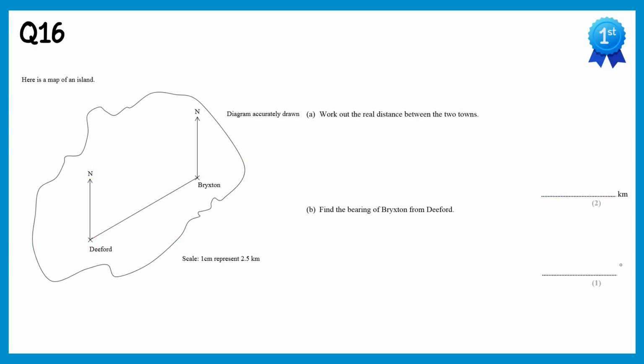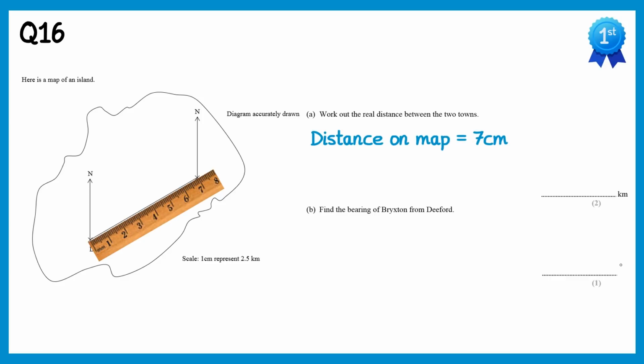To start this question, you need to measure the distance between the two towns. If you take a ruler, you should notice that the distance is 7 centimetres. The scale for the map is 1 centimetre represents 2.5 kilometres. So all we do is take that 7 centimetres and times it by 2.5. This will give you the answer 17.5 kilometres.